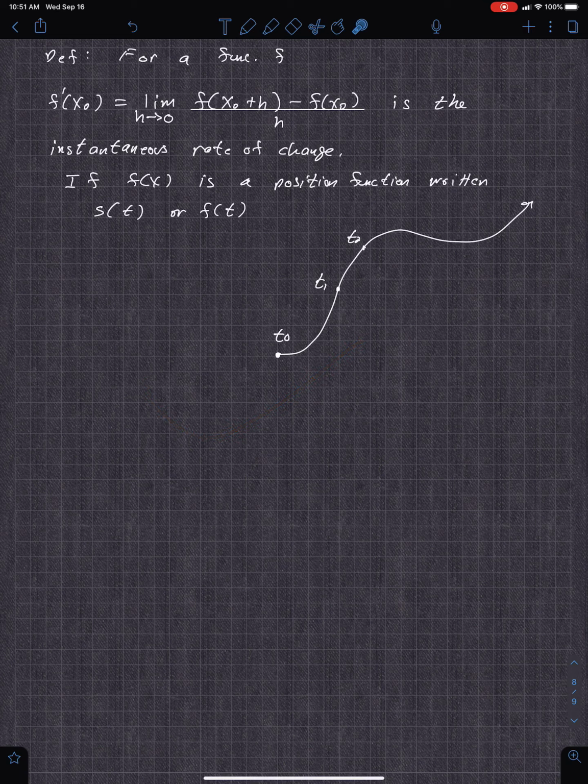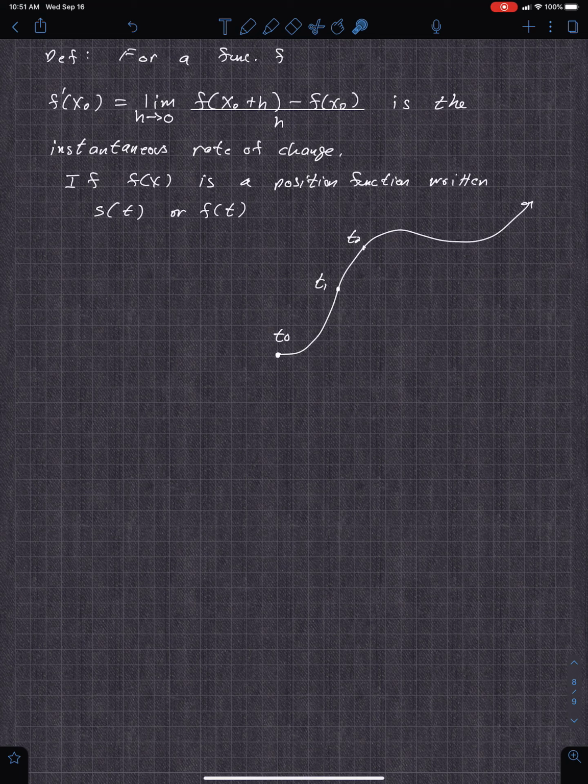But when you think of it as a position function, you could think of it as the place the car is, or something. Think of it as a general particle, really. But that's what we're looking at.